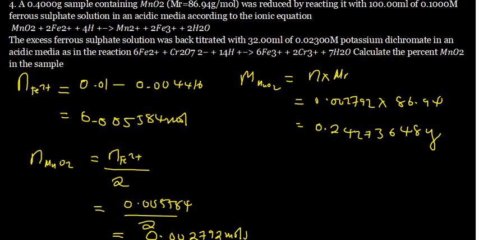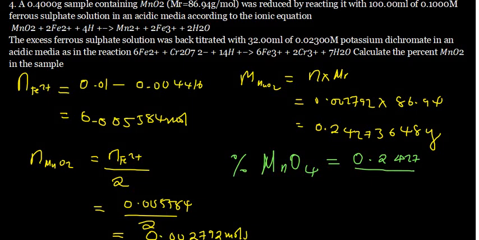Now we determine the percentage manganese oxide. How can we do that? It's the calculated over the sample, times 100. So the calculated mass of manganese oxide, 0.242736, over the actual mass which was present in the sample, which is 0.4, multiplied by 100%. So the percentage of manganese oxide in this sample is 60.68%.